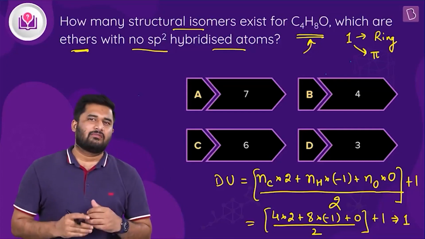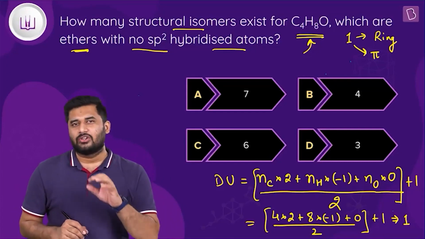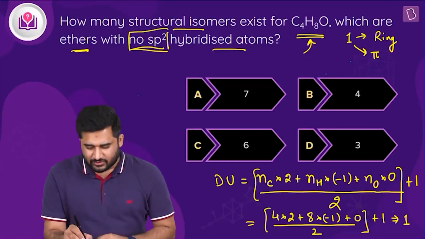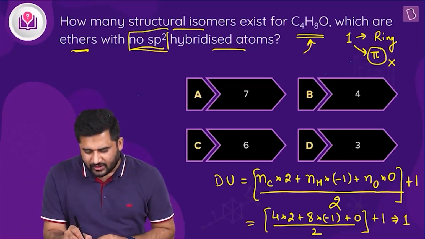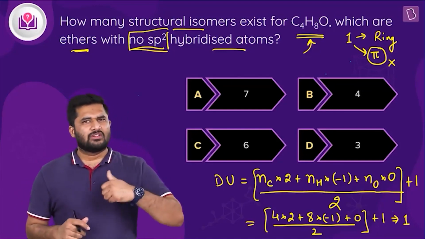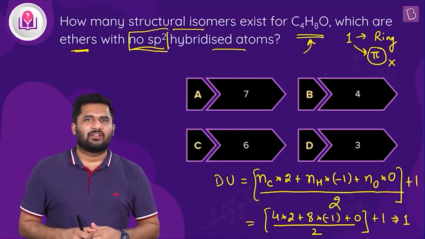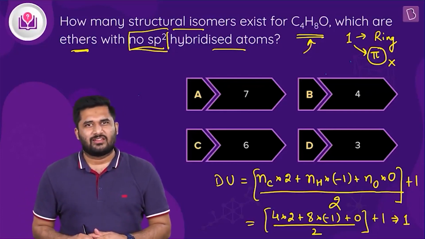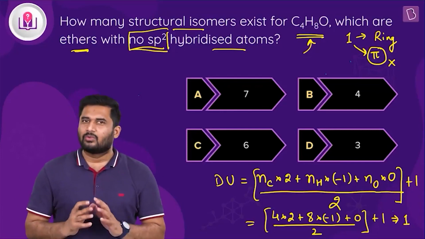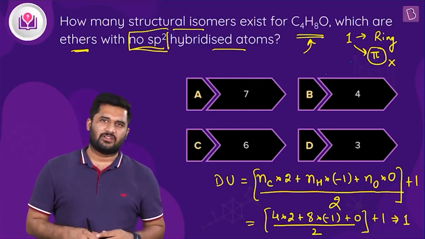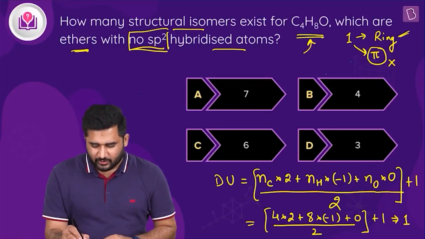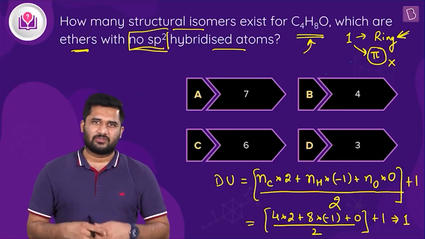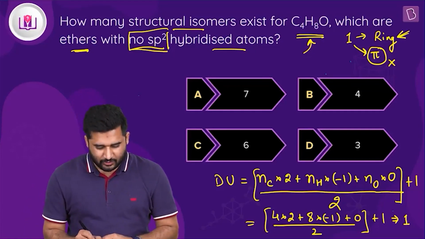Clear? But then we have to neglect all such molecules wherein an sp2 hybridized atom is present, which means we have to straight away neglect all those possibilities wherein a pi bond is present. Why? Because even if one pi bond is present in the molecule, then one of the atoms has to have sp2 hybridization, isn't it? So we will simply rule out those cases wherein a pi bond is present. That means we are left only and only with those structures that are closed structures or ring forms, isn't it? And that too we have to look for ethers only.